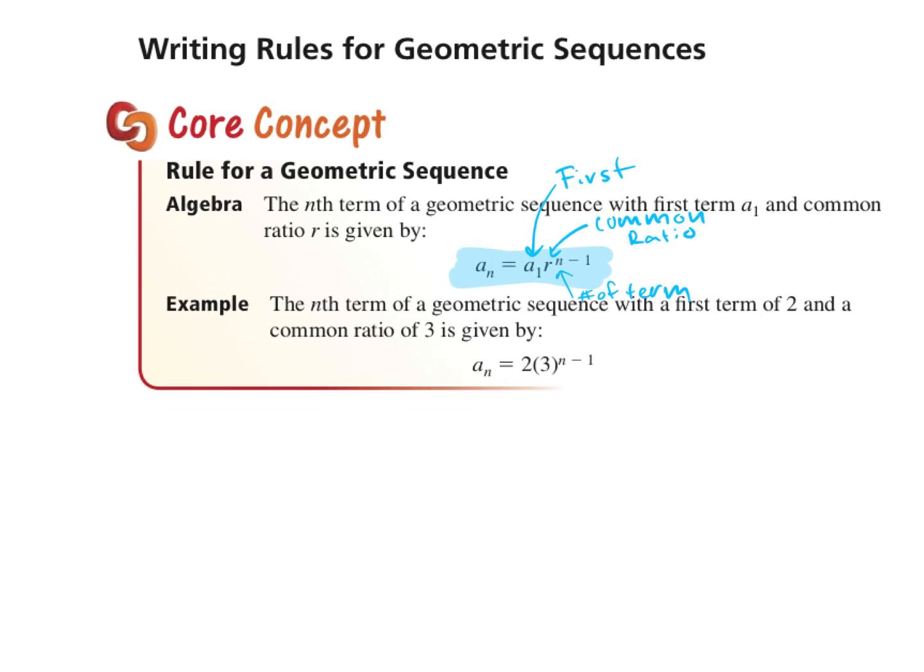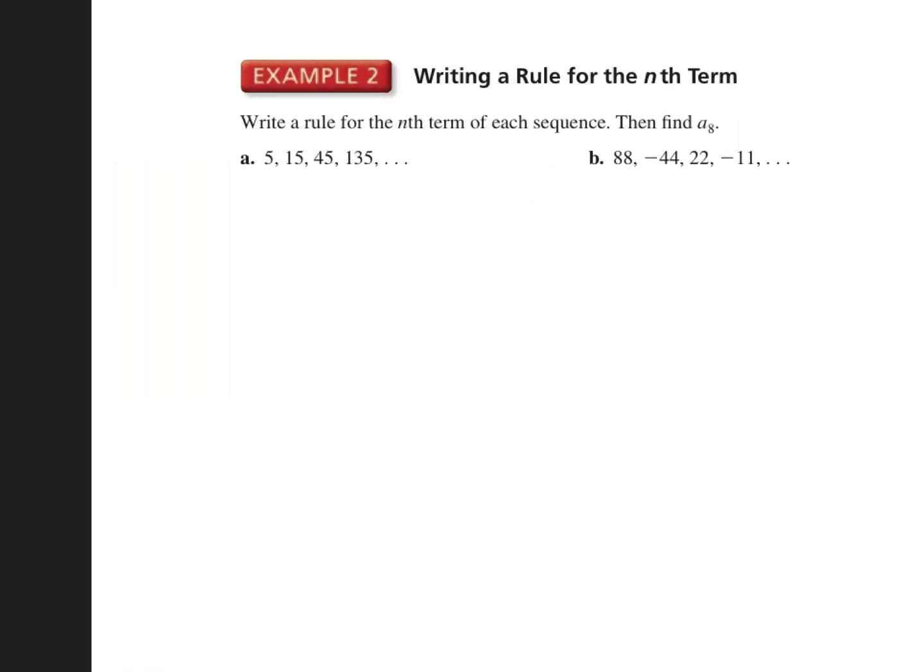And then one way to find our common ratio, to figure out what r is, if we can't see it easily, you could always do the second term divided by the first term. So just like in arithmetic, we did the second term minus the first term to find out what we're adding each time. This time we do the second term divided by the first term to find out what we multiply each time. So let's do some examples.